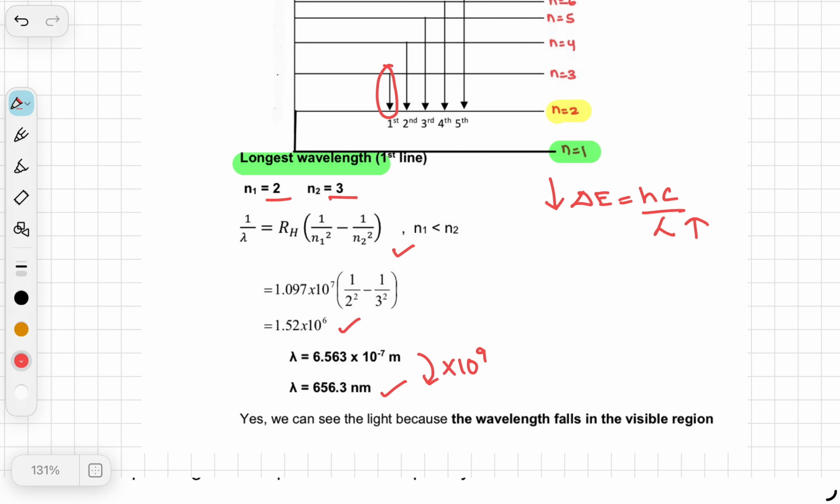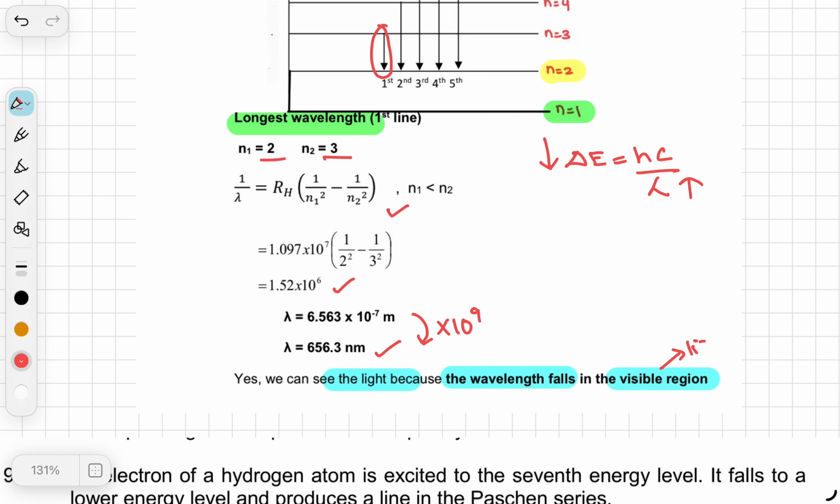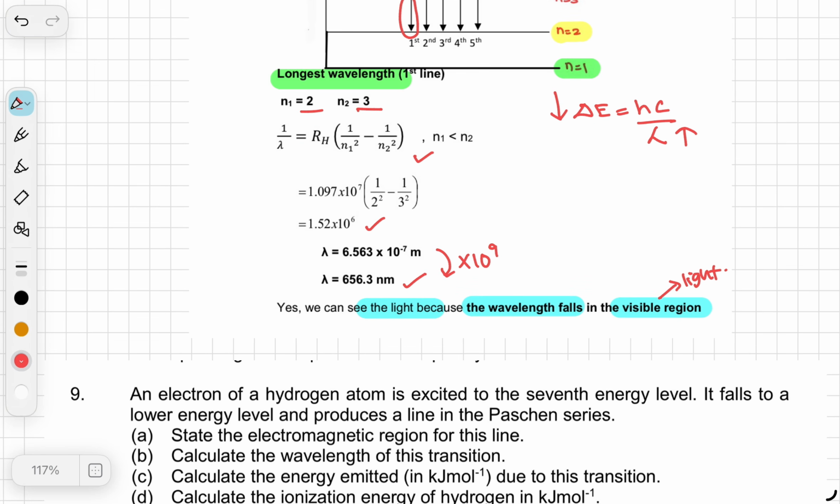Okay, and the last question was asking, can we see this transition? Yes, we can see, because this light and its wavelength is in the Balmer series, and the Balmer series happens in the visible light region. Therefore, we can see this transition. All right, let's continue. Question number 9 now.